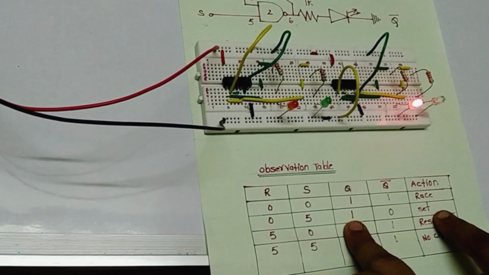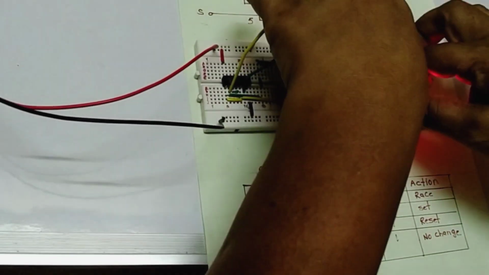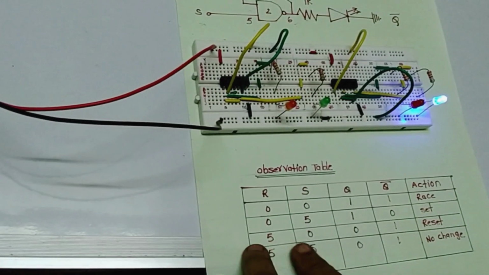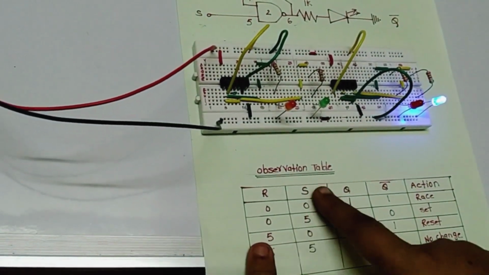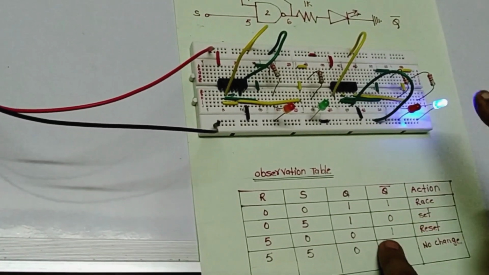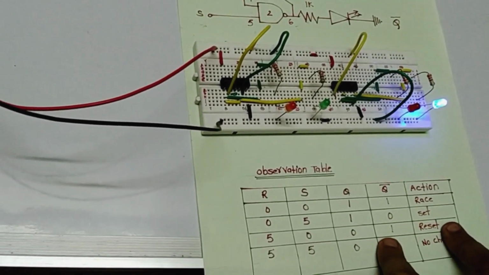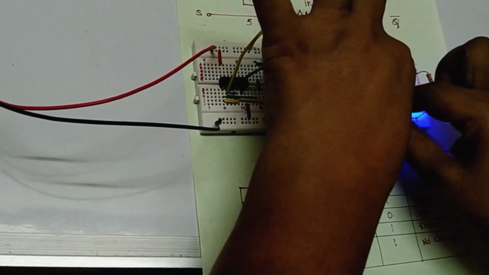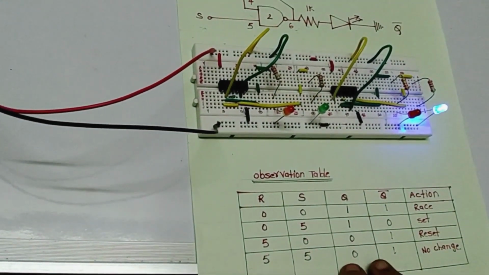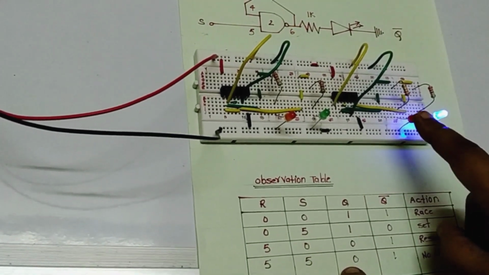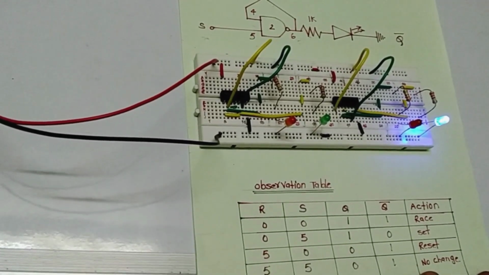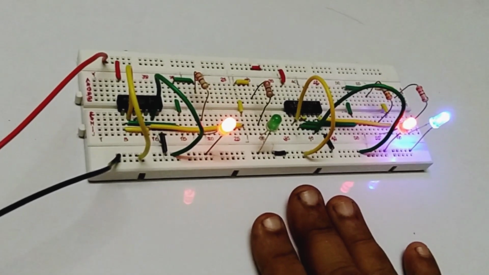Action is set. Now interchange the inputs: S is 0 and R is 1. Q is equal to 0 and Q bar is 1, and the circuit action is reset. And both are 1, 1: now see Q is again 0 and Q bar is 1, and this is no change.